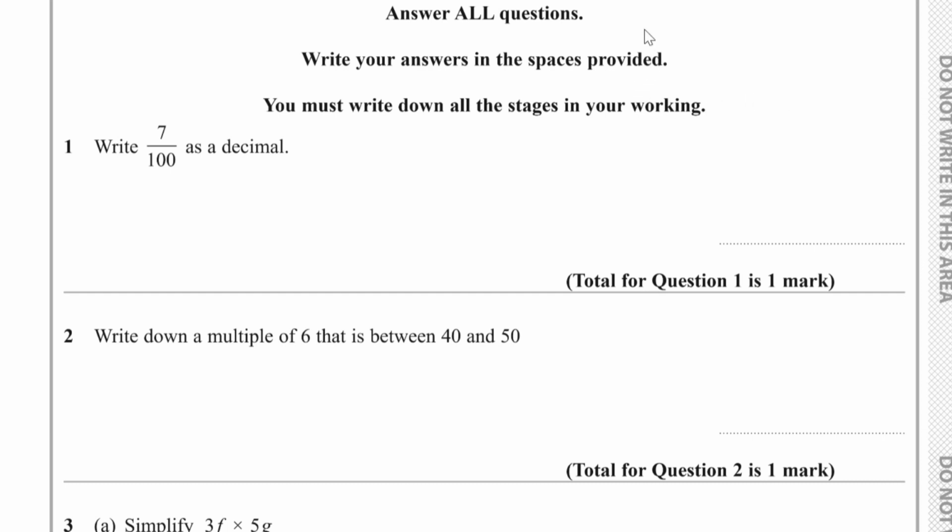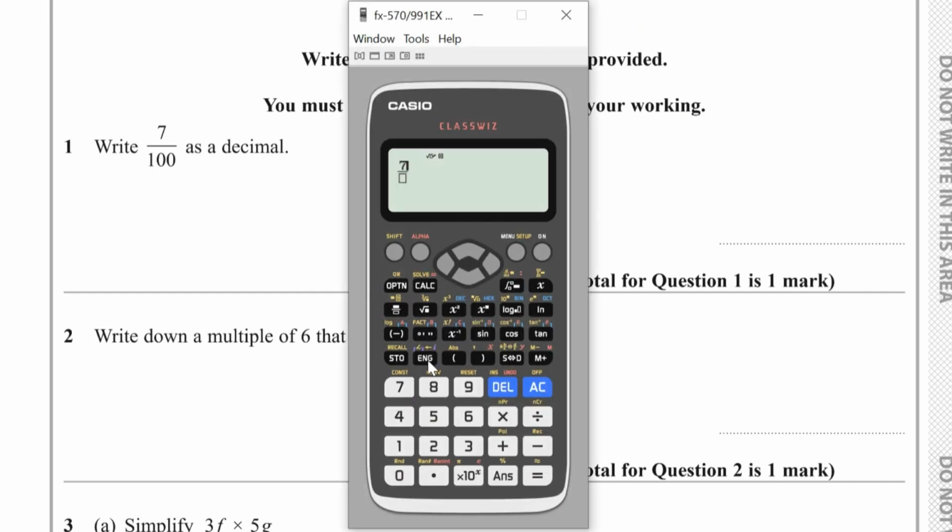Question number 1. You have to write 7 over 100 as a decimal. Well, if I type the fraction 7 over 100 into my calculator, press equals, then press S-D, we can see that 7 over 100 as a decimal is 0.07.